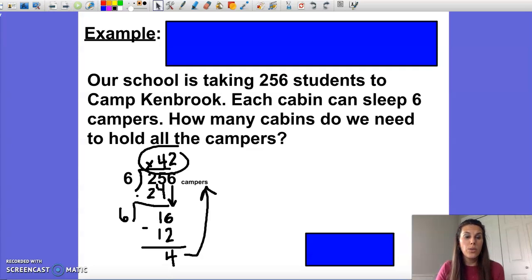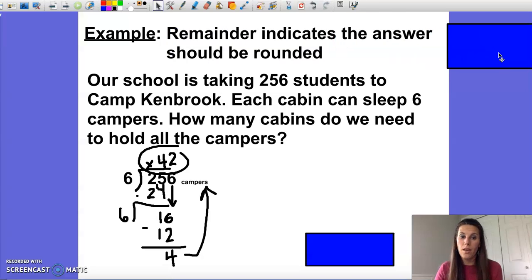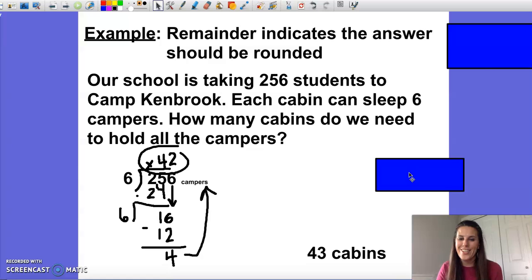So when you do the math, you have 42 cabins, but you have a remainder of 4. And 4 what? 4 campers. So what do we do with those 4 remaining campers? Go ahead, whisper. Tell me what we do. Yes, you are exactly right. This is a situation where you want to round up, okay? Those 4 kids, especially if you're one of them, you're going to want a place to sleep in a cabin. So this time we would round our answer up, which means we add 1 more to our quotient. So 42 plus 1 gives 43, and the answer is 43 cabins.